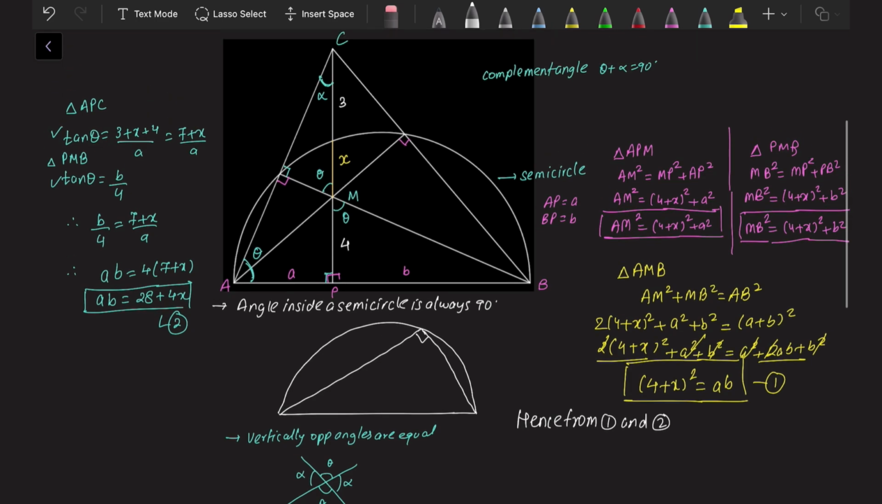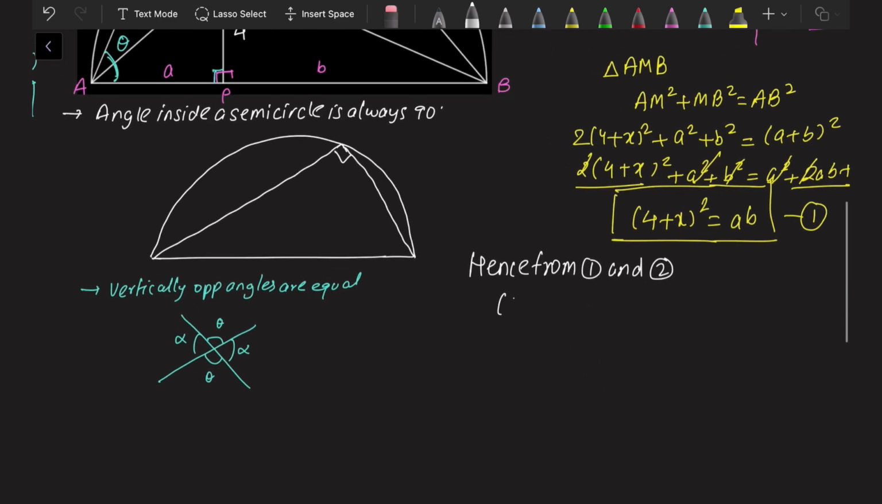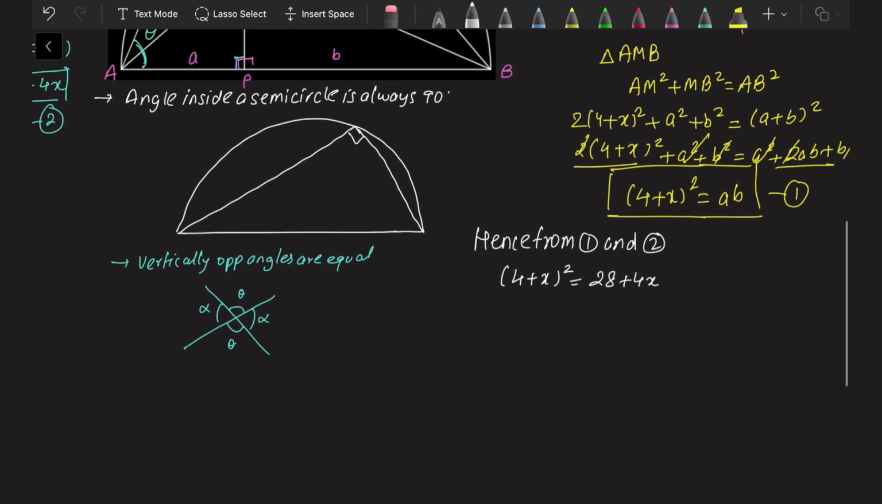One thing I forgot to mention, that I got to this ab equals 4 times (7 plus x) using trigonometry. You can also do this by similarity. There's no issue in that. So from 1 and 2, what I can say is that (4 plus x) the whole square is going to be 28 plus 4x. Yes, the values are the same. Now opening the bracket using the identity of (a plus b) the whole square, it would be 16 plus 8x plus x square is going to be 28 plus 4x.